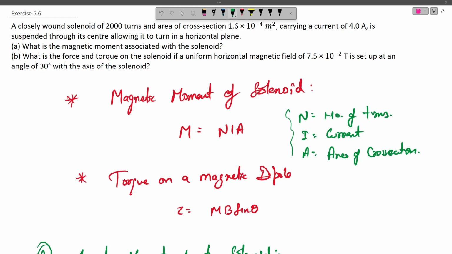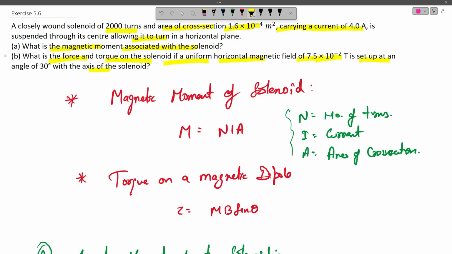The question says that a closely wound solenoid of 2000 turns, an area of cross section 1.6 × 10^-4 meter square, carrying a current of 4 ampere, is suspended through its center, allowing it to turn in a horizontal plane. Now we have to find out what is the magnetic moment associated with the solenoid and what is the force and torque on the solenoid if a uniform horizontal magnetic field of 7.5 × 10^-2 Tesla is set up at an angle of 30 degree with the axis of solenoid.